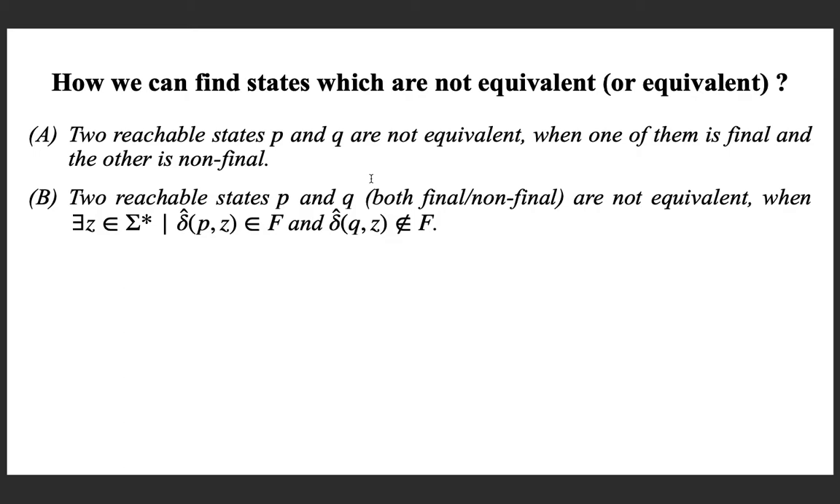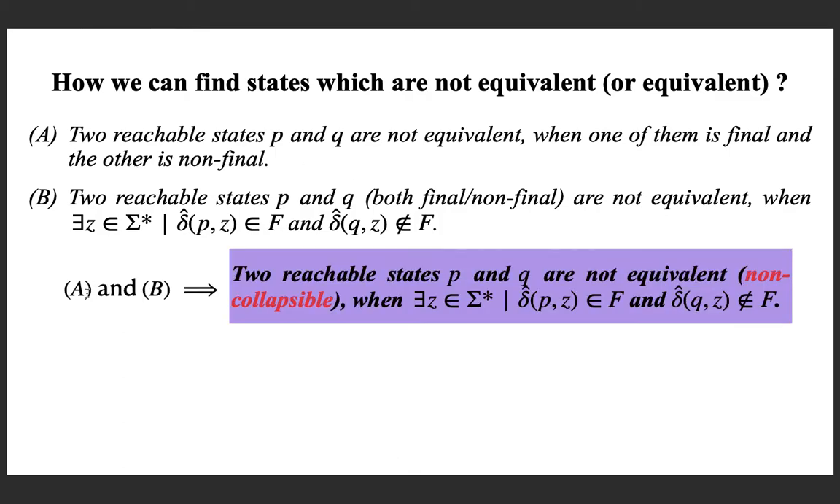And we can try to combine this to form a single statement like this. So A and B can be combined to get this. And what is the statement? Two reachable states P and Q are not equivalent, meaning non-collapsible, when there exists a string Z such that the path of Z from P goes to a final state and the path of Z from Q goes to a non-final state.